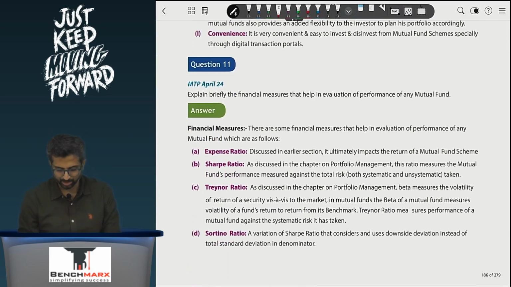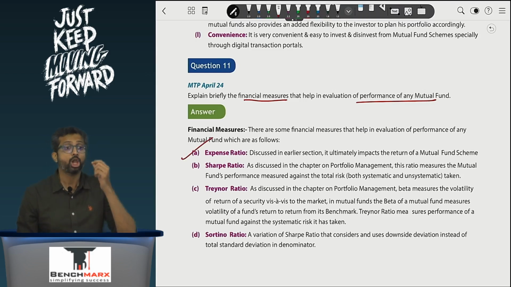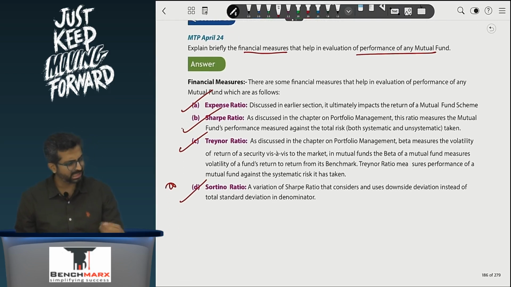Then you have: explain the financial measures that help in the evaluation of performance of a mutual fund. So you have expense ratio, where you measure the expenses. Lower the expenses, the better you think. Sharpe ratio, Treynor ratio we have discussed, and there was a ratio we discussed, Sortino, earlier if you remember. Sortino is the same as Sharpe or Treynor, only in the denominator, rather than taking standard deviation, you take downside deviation, and downside deviation, if any, will be given to you in the question. Are we clear with this?